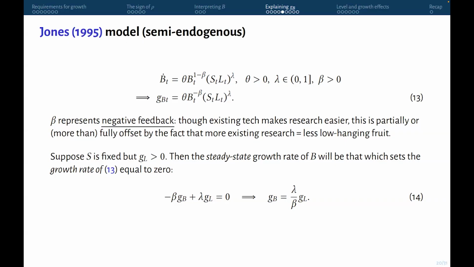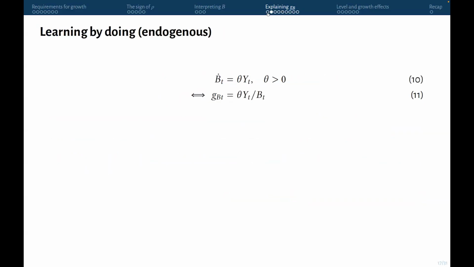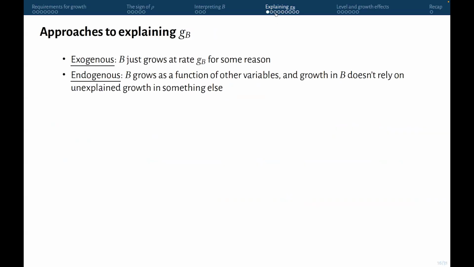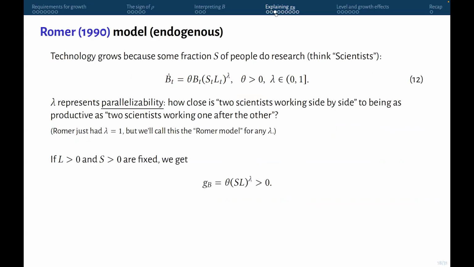For our purpose, what's making it semi-endogenous here? The fact that we're not modeling why L would grow. We're just stipulating that L grows. And how is it different in the previous case? In the Romer model, we were assuming a constant population. So I was saying, if you have a constant population, you have constant GB, because there was no beta here.